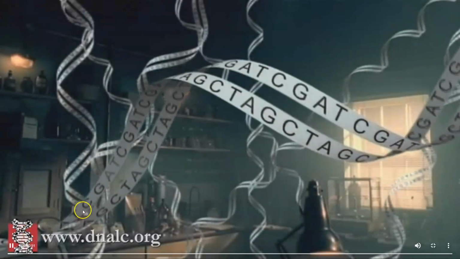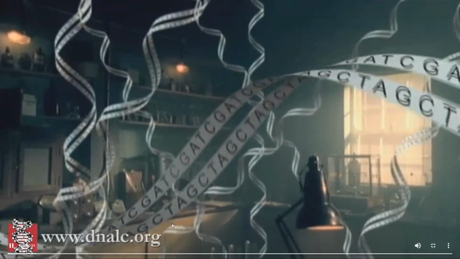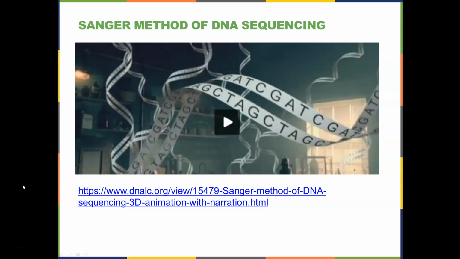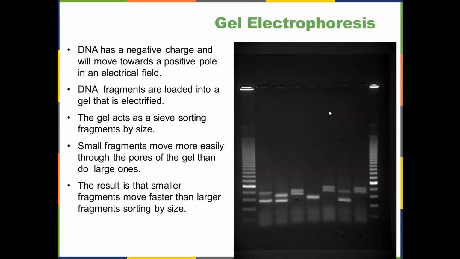So as I said, that's nice and short. The first method of sequencing the genetic code was devised by Fred Sanger. Sorry about that. I didn't realize it had gone on to loop. So that was a short but very illustrative little video of the key feature of the Sanger method of DNA replication.